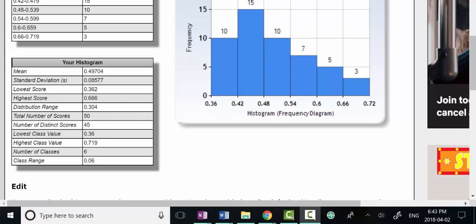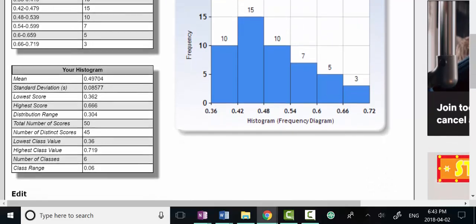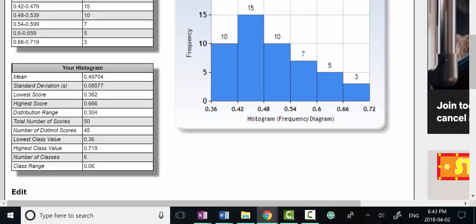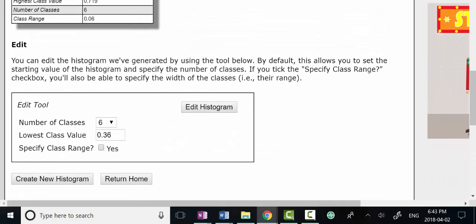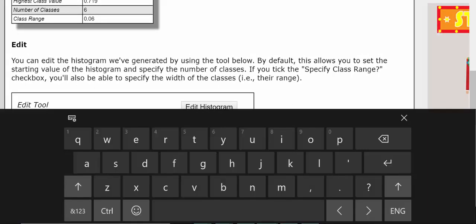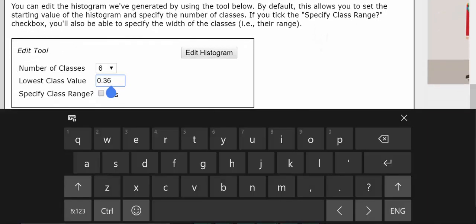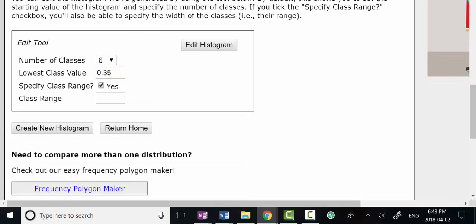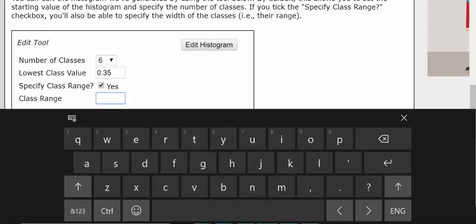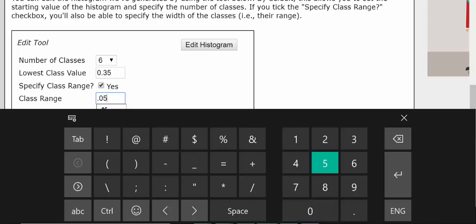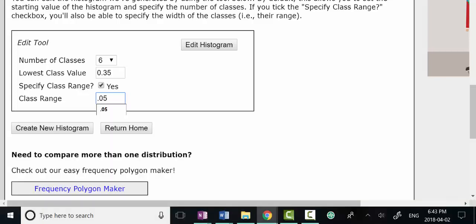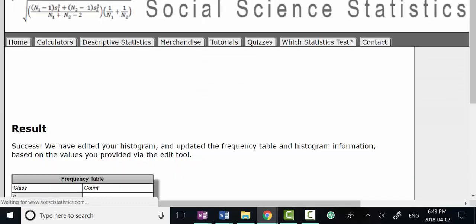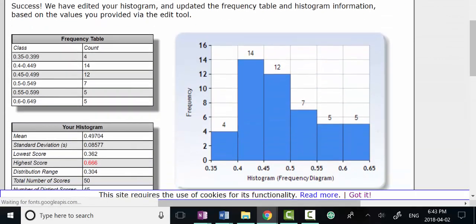So I've taken all of set 2 and I've imported that into the histogram generator. And now I'm just going to show you how I changed the bin value as well as the starting value. Notice the starting value right now is 0.36. So here's what I'm going to do. I'm just going to edit it. I'm going to have my lowest class value be 0.35, and I'm going to specify the range. Class range is going to be 0.05. Okay, edit histogram. And there's my histogram.